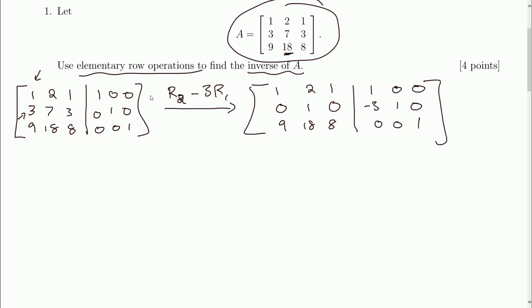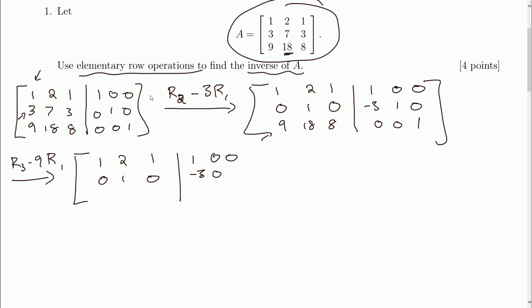Okay. All right, now let's get rid of this 9. So this is row 3 minus 9, row 1. We get 1, 2, 1, 0, 1, 0. The first 2 rows of the other side, the augmented part, the right side will also stay the same.